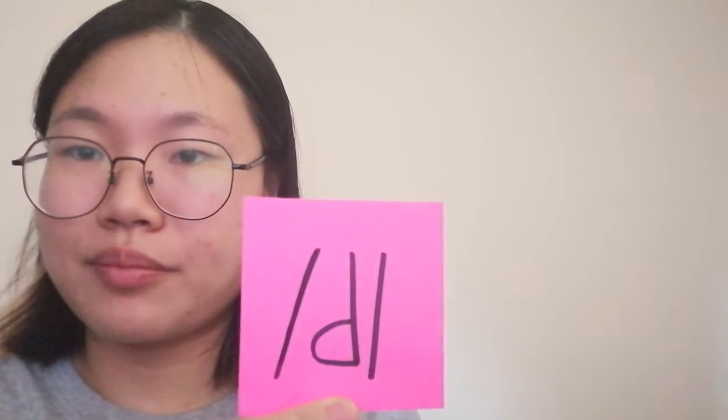Now, for the D sound, this one, the D, D. As you can see, the D sound is a voiced consonant because you use your vocal cords to produce the sound. And if you see carefully, the tip of your tongue will also be touching your alveolar ridge, so it is called an alveolar consonant.